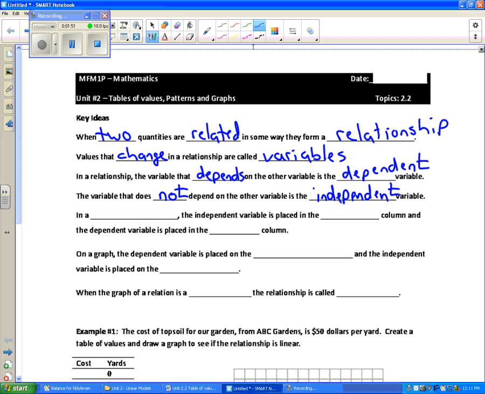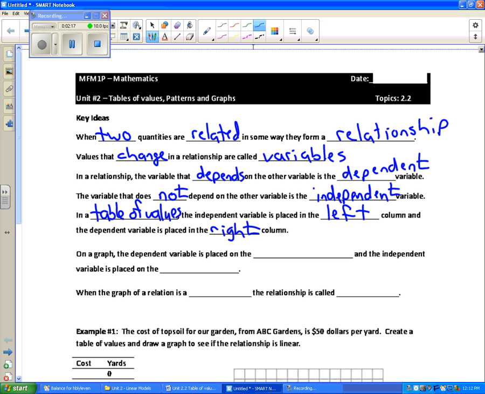In a table of values, the independent variable is placed in the left column, and the dependent variable is placed in the right column. We'll look at a table of values in a moment as we go down and do an example together.